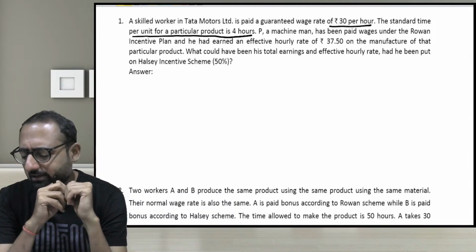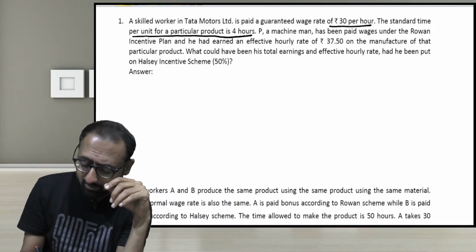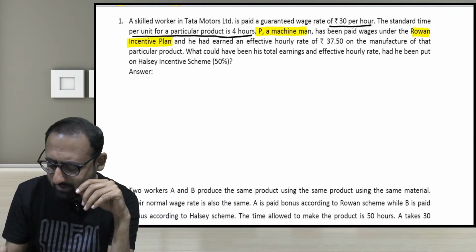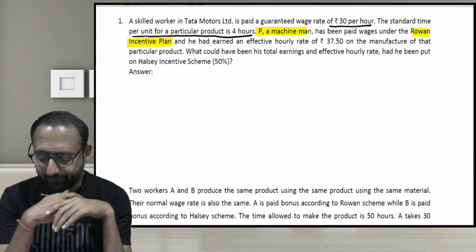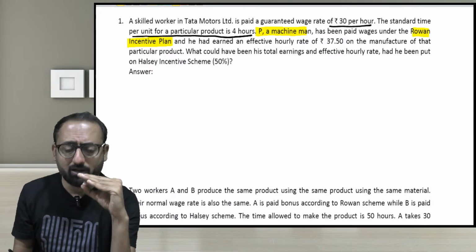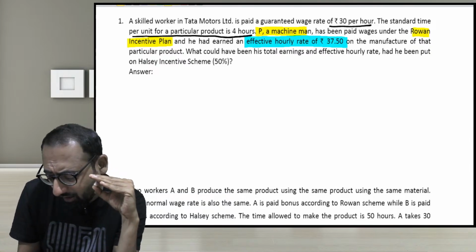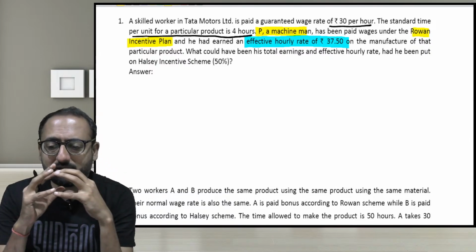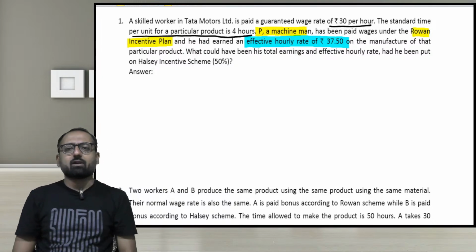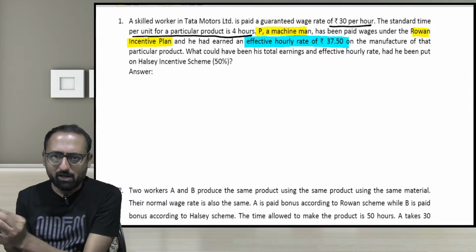P, a machine man, has been paid wages under the Rowan incentive plan. I will underline that. P is paid a bonus as per the Rowan incentive plan. He has earned an effective hourly rate of earning, please underline that, which is 37.5. Right now we have seen the formula for effective earning. How to calculate that effective earning? Total earning divided by hours worked.